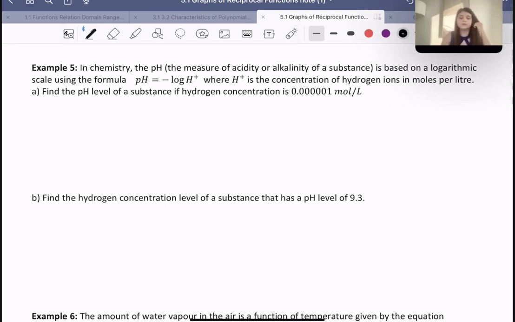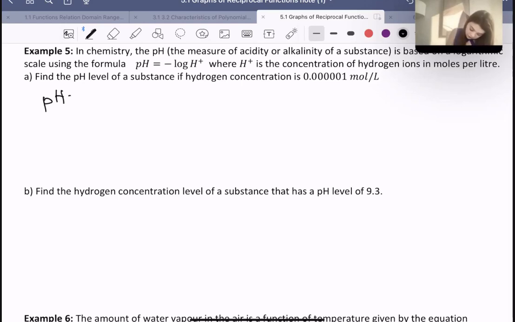0.000001 moles per liter. Okay, so in this case, we know we just have to plug this back in. We know that pH is going to be equal to negative 0.000001, there's 1, 2, 3, 4, 5 zeros, 1 moles per liter. Oh, sorry, I forgot to put log. It should be negative log and then H plus 0.000001 moles per liter. And then what would that be?